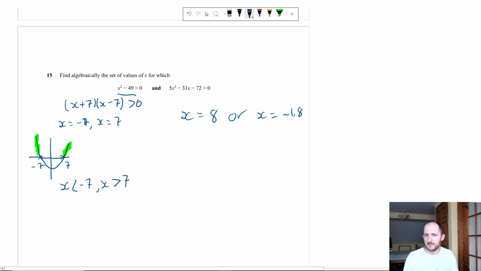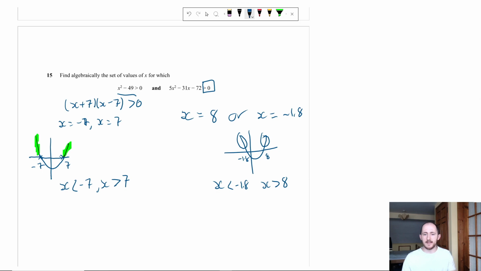So again, I'm going to do the same thing. You sketch up the quadratic. So again, it's going to look something like this, where this is minus 1.8 and this is 8. We're looking for the values where it's greater than 0. So that's these values here and these values here, which is when x is less than minus 1.8 and greater than 8. So now what we need to do is find this full set of values.